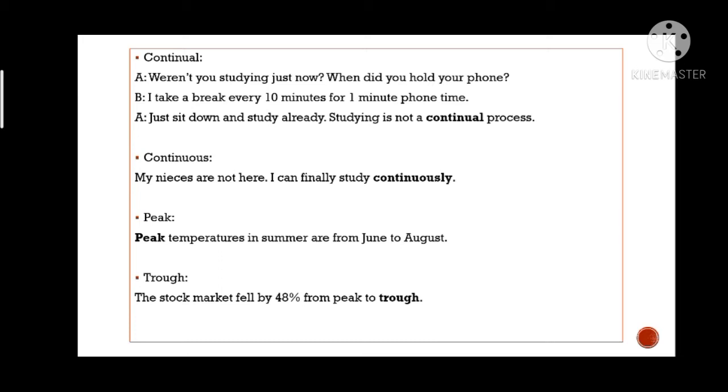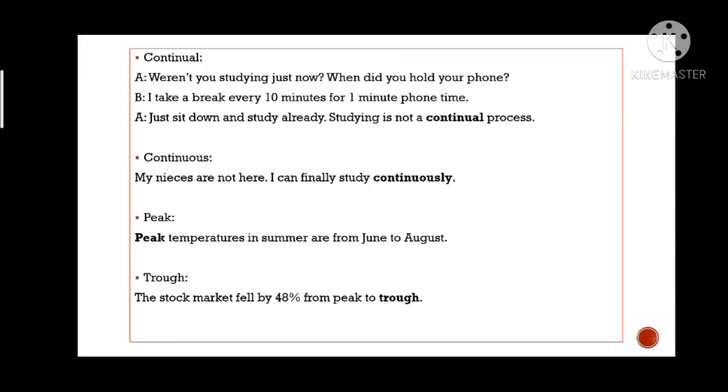Okay, now the last two words, peak and trough. Peak temperatures in summer are from June to August. Peak temperatures، الأيام والشهور اللي درجة الحرارة فيها بتوصل لأعلى حاجة هي من يونيو لأغسطس. Trough، the stock market fell by 48% from peak to trough. سوق الأسهم وقع بنسبة 48%، كانوا على القمة نزلوا في القاع على طول. Trough، في القاع، أقل نقطة. Point of low activity.